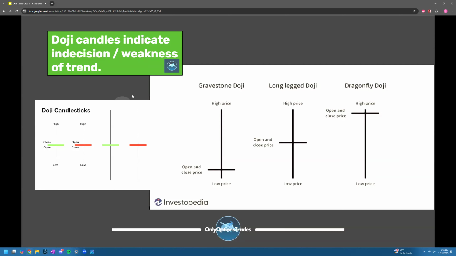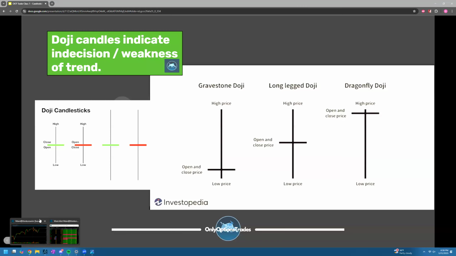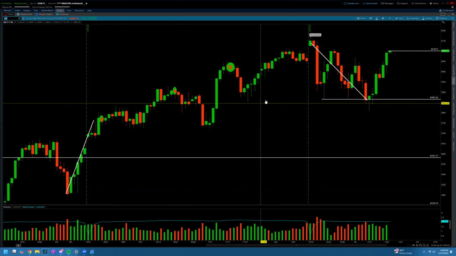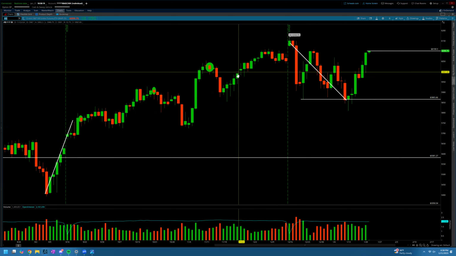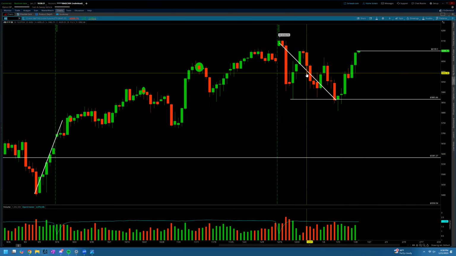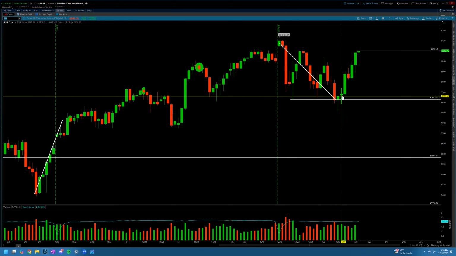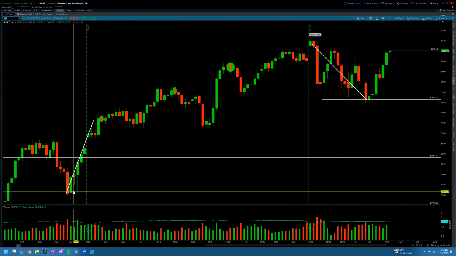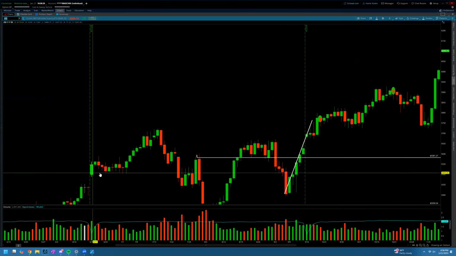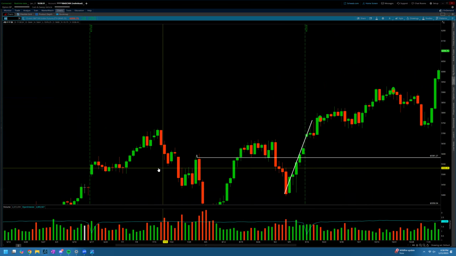Generally speaking, they indicate continuation of trend. So if they appear in an uptrend, you should expect to see that uptrend continue. Like here, you could see a doji, and this uptrend continues. And here you could see a doji in a downtrend, and that downtrend continues. Here, a doji after a reversal, and the uptrend continues. So the dojis are basically a continuation pattern.